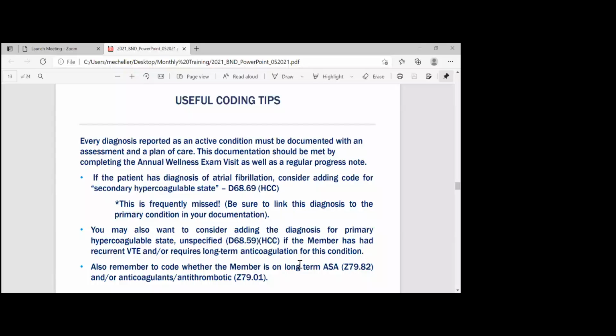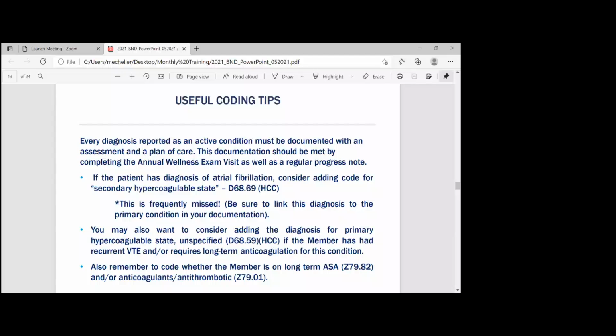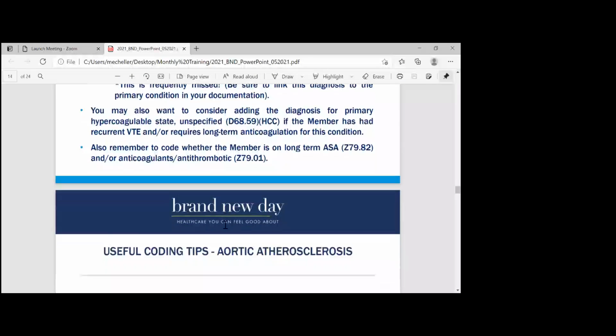You may also want to consider adding the diagnosis for a primary hypercoagulable state. This is unspecified, but it does risk adjust. So if a member has had a recurrent VTE or requires long-term anticoagulation for this condition, there is an unspecified code that will risk adjust as long as your charts support the data. And then here, remember to code long-term ASA, Z79.82, and/or anticoagulants, Z79.01. So these are just coding tips for those documenting AFib to take a look at charts to see if any of those conditions or diagnoses in HCCs would support additional data collection in terms of RAF.